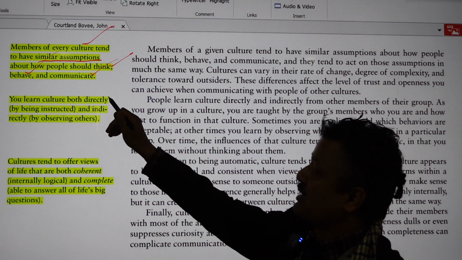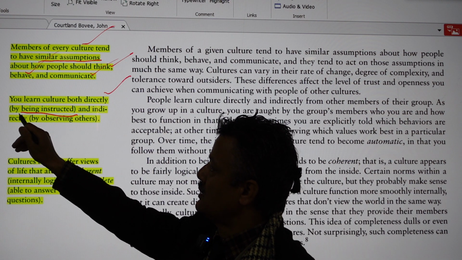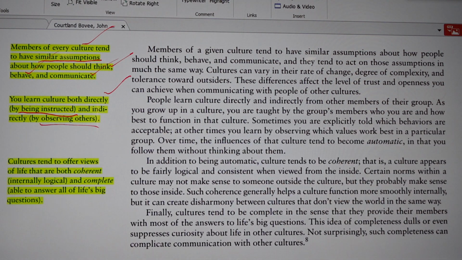Now, you can learn culture directly or indirectly. I'm a Hindu, so I learn Hindu culture directly from my parents. If I stay in a Gurung homestay for 2 months, 6 months, I may learn Gurung culture by observing their family. So you can learn culture directly as well as indirectly. Okay.